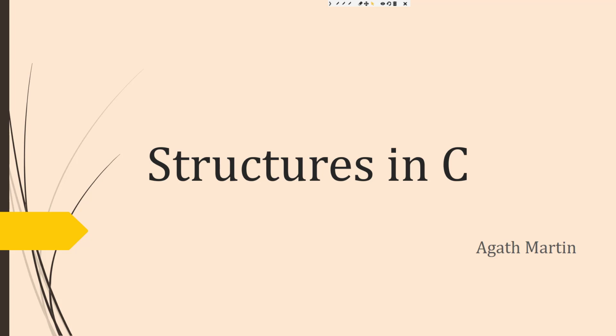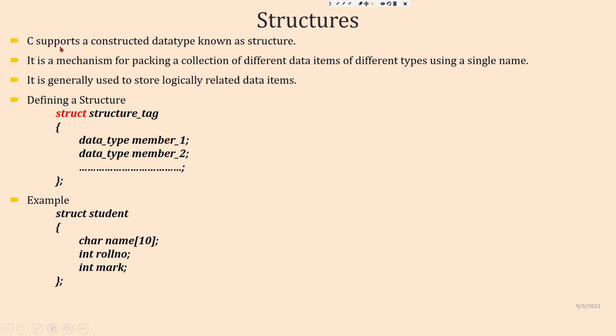So here we are going to discuss a new topic which is called structures in C. C supports a constructed data type known as structure. It is a mechanism for packing a collection of different data items of different types using a single name. It is generally used to store logically related data items.